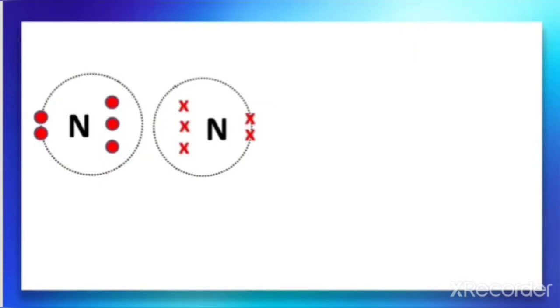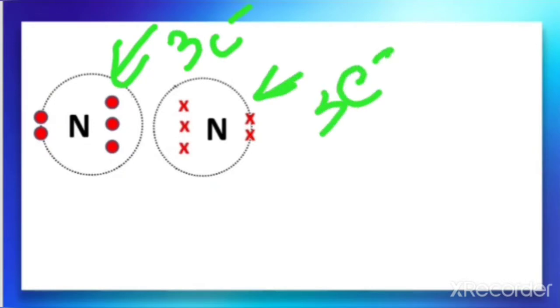Let us take another example. Nitrogen. A nitrogen atom has 5 valence electrons in the outermost shell. That means they have 5 electrons in the outermost shell. So in order to get stable, it requires 3 electrons. This nitrogen also requires 3 electrons.